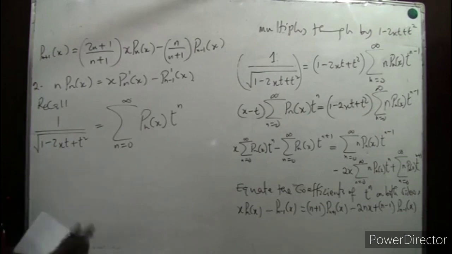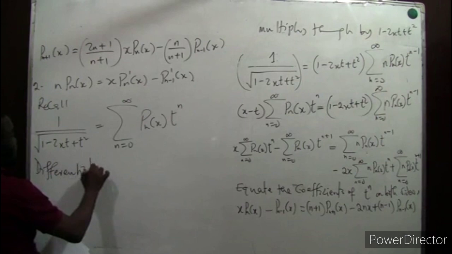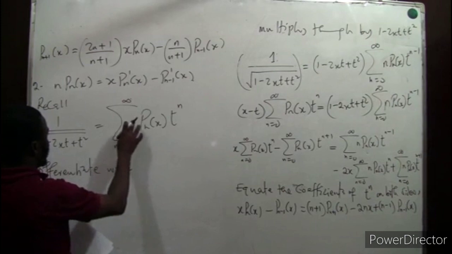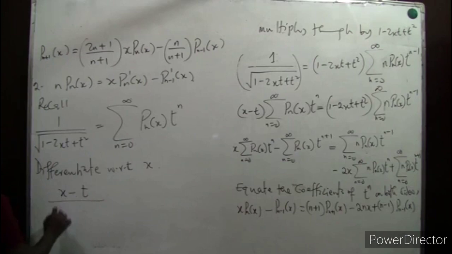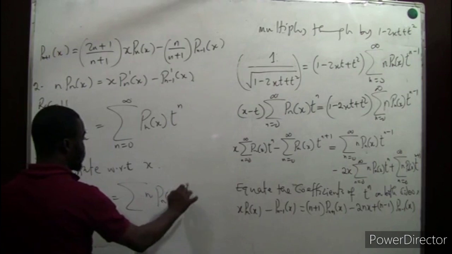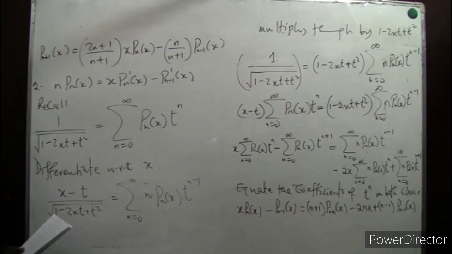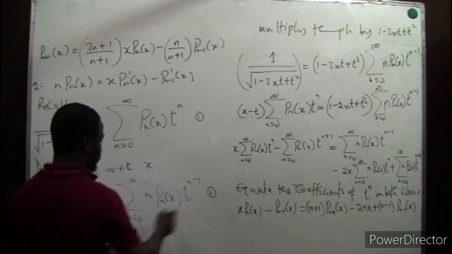So we differentiate again, with respect to t. We get the same result as the first relation at this point: t over the cube of the square root of 1 minus 2xt plus t squared equals the summation of nPn of x t raised to power n minus 1 from 0 to infinity. Call this equation 1, call this equation 2.